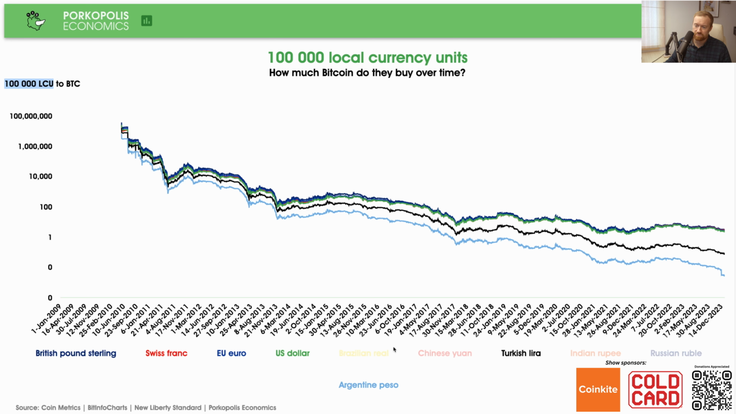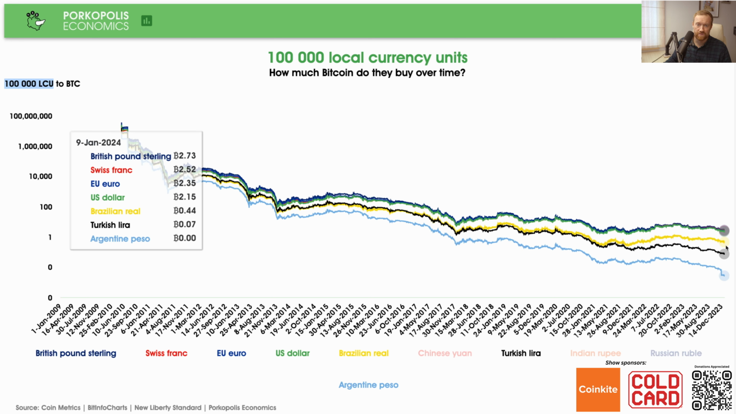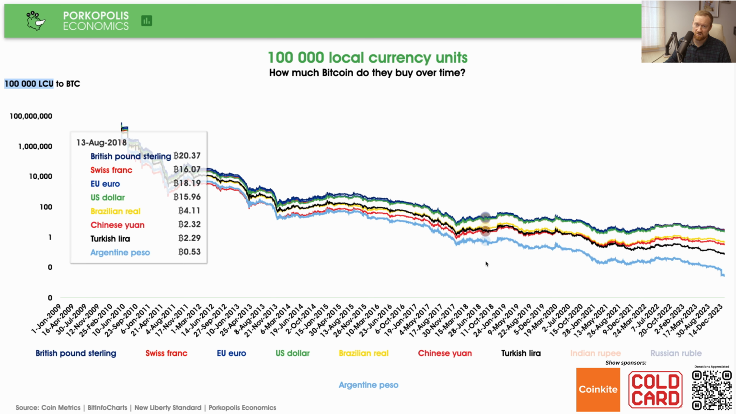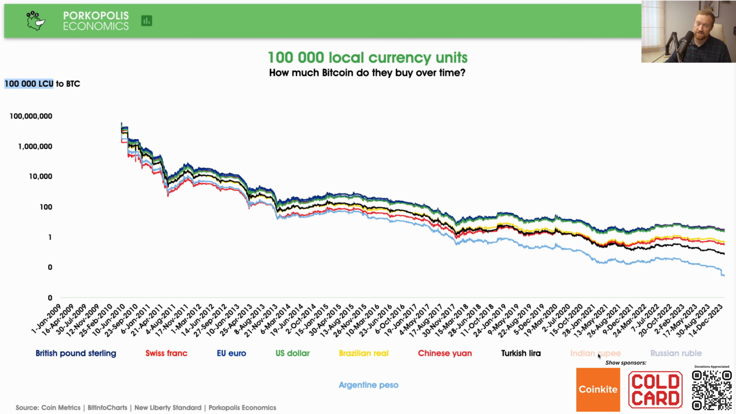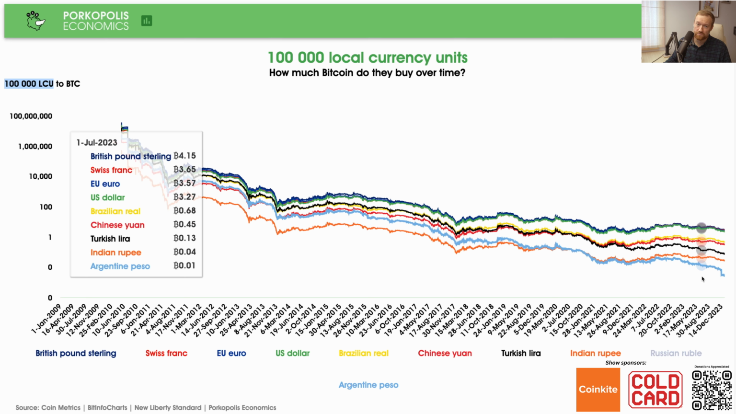Let's just look at a few more. Brazilian real: better than the Turkish lira, but not as good as the top four currencies in yellow. 100,000 Brazilian reais can only get you today 0.44 Bitcoin. Chinese yuan in red, around the level of Brazil, a little bit worse. So 100,000 Chinese yuan now buys 0.3 Bitcoin. Last two, the Indian rupee, below the Turkish lira, above the Argentinian peso. 100,000 Indian rupees today will get you 0.03 Bitcoin.